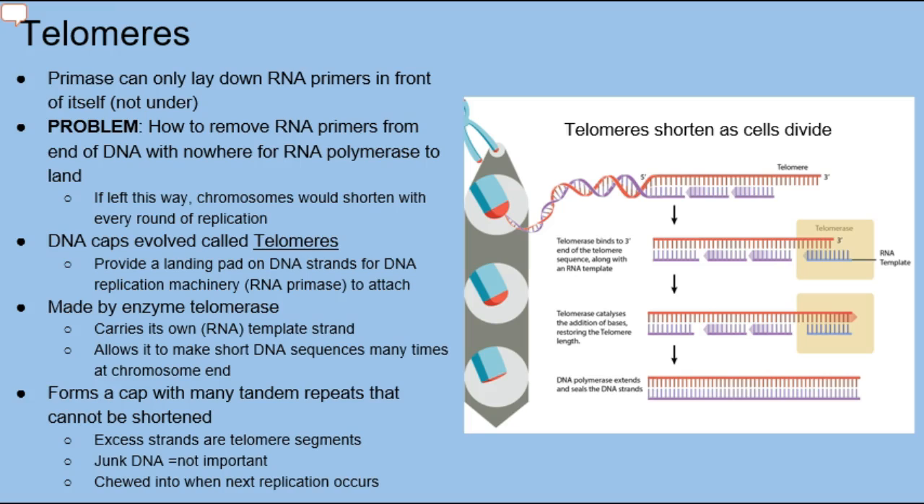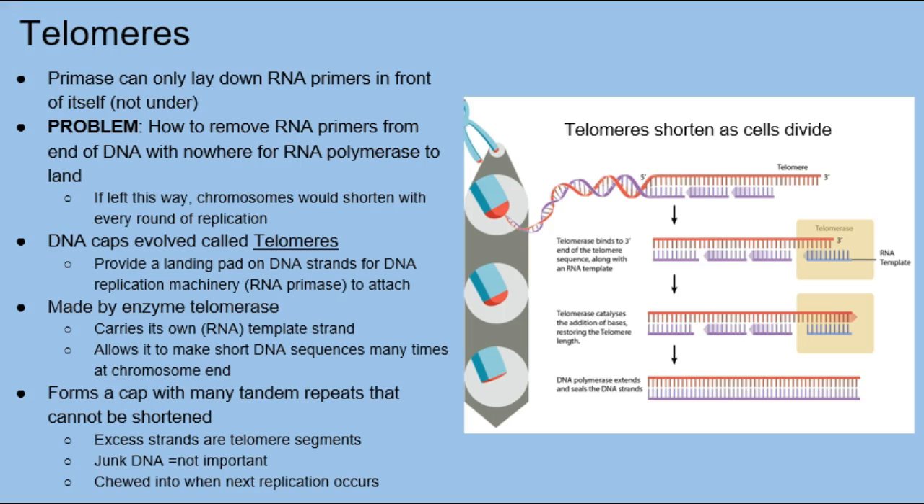So DNA caps evolved, called telomeres. They provide a landing pad on DNA strands for DNA replication machinery or RNA polymerase to attach. They are made by the enzyme telomerase, and it carries its own RNA template strand, which allows it to make short DNA sequences many times at chromosome ends. This forms a cap with many tandem repeats that cannot be shortened.